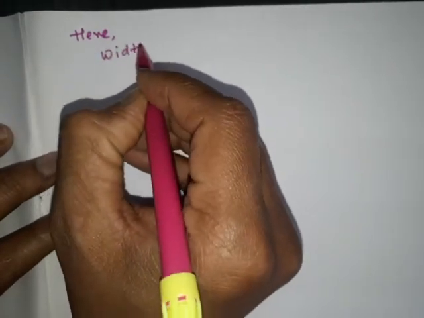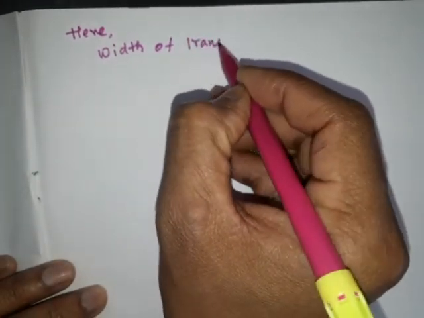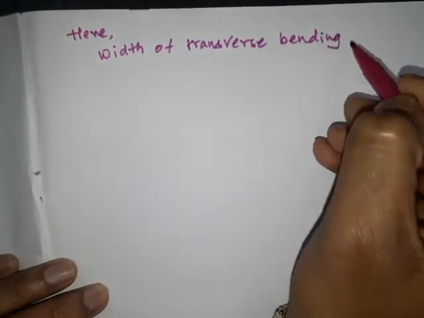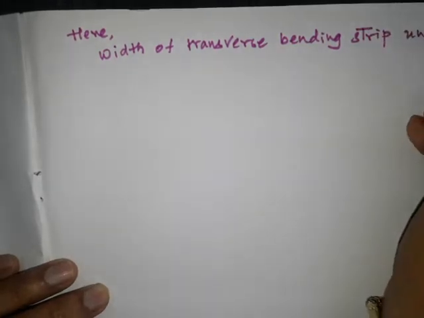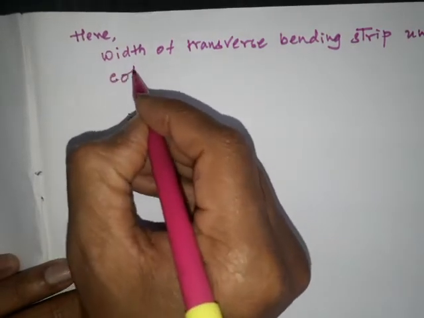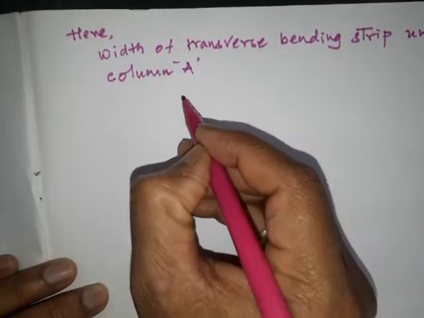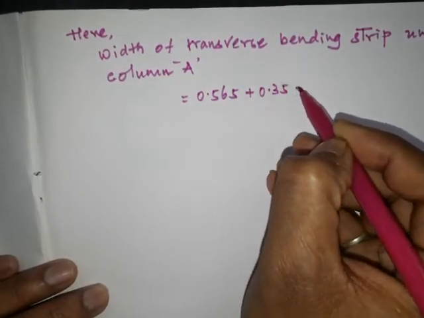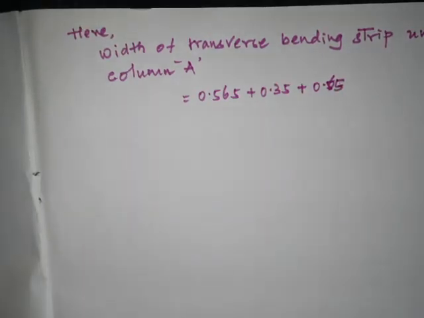Width of transverse bending strip under column A. So this will be equal to 0.565 plus 0.35 plus 0.65. Correct? Yes, I will show it here.